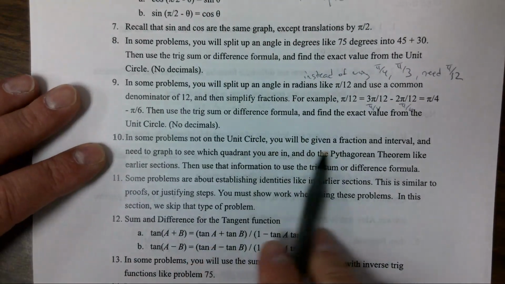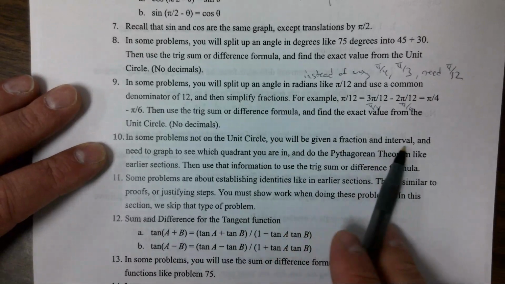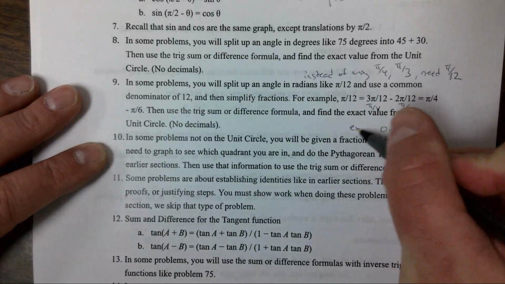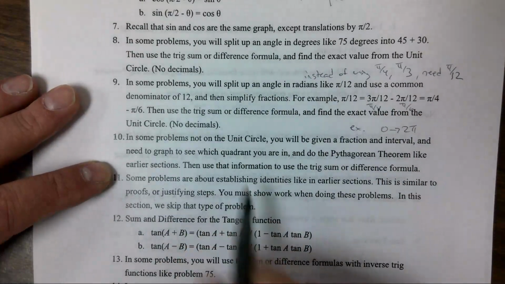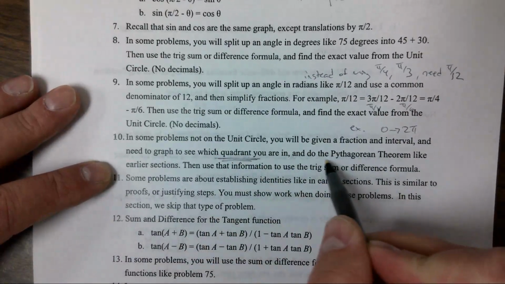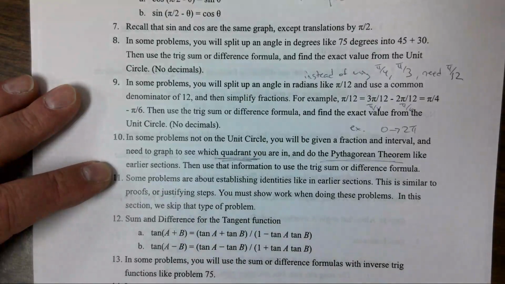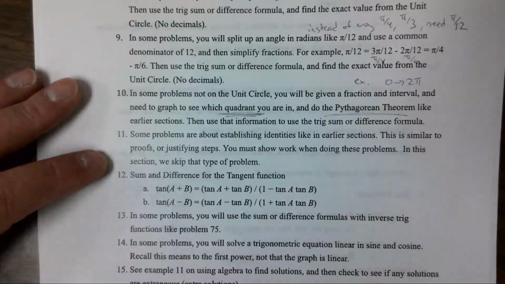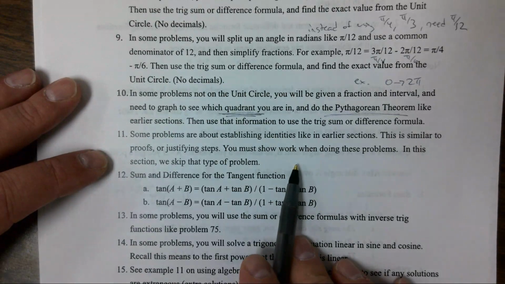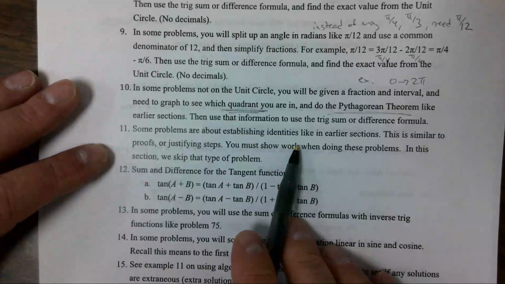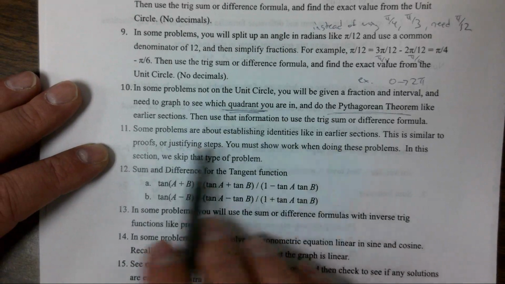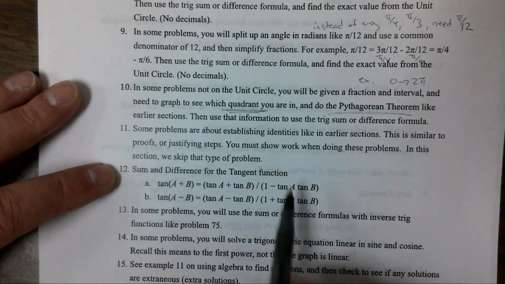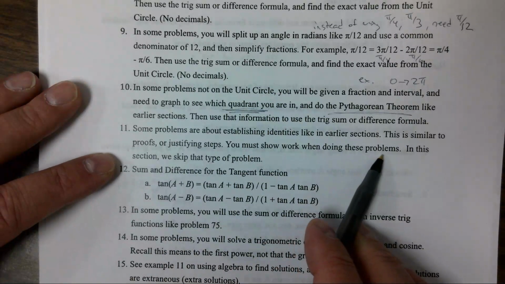On some problems, you're going to be given a fraction and an interval, like 0 to 2 pi, for example, and then need to see what quadrant you're in, and then do the Pythagorean theorem like we did before. Some problems are just establishing your identities like we did before. It's like proofs or justifying steps. You have to show work when doing these problems.